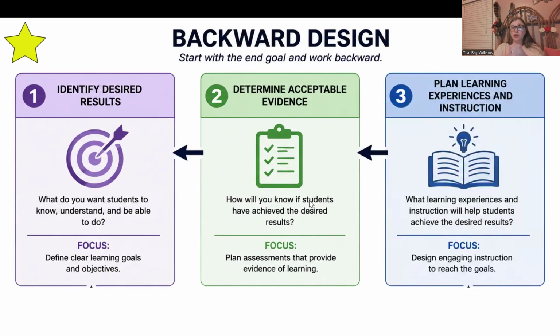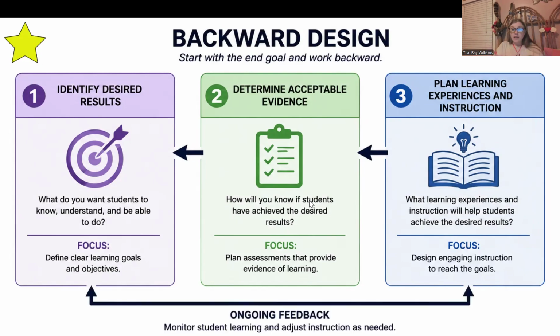And then we're going to plan our learning and our instruction. So you're going to say, what learning experience or instruction will help the students achieve whatever that final goal is? And you're going to make sure that your instruction is engaging and it directly targets that goal. So think about that. You started at the end with what you want the result to be. You looked at what your assessments would be so you would know that your students have reached that end result or goal. And it's not until you've done those things that you plan your instruction and your activities.